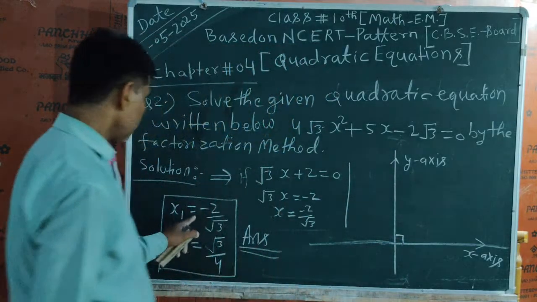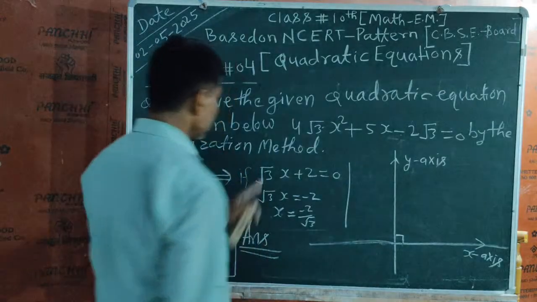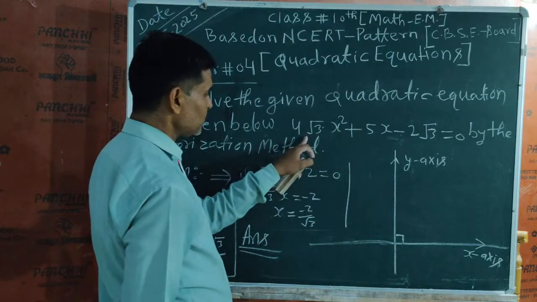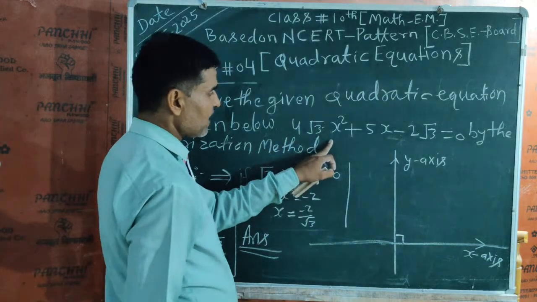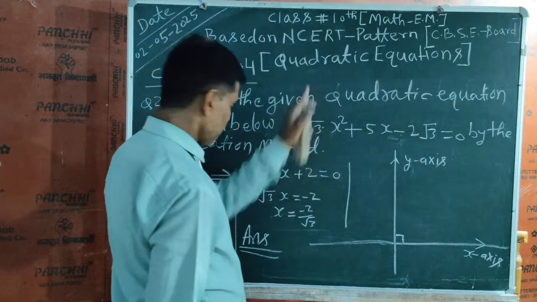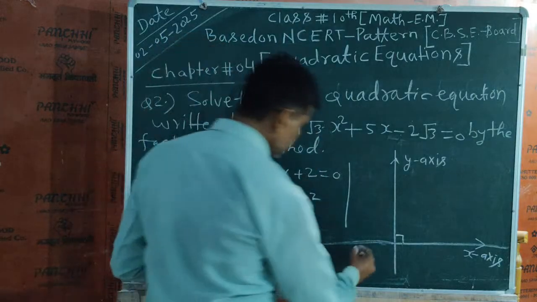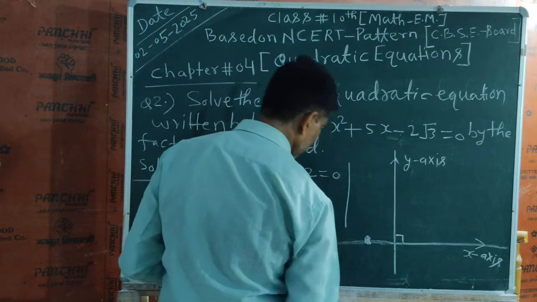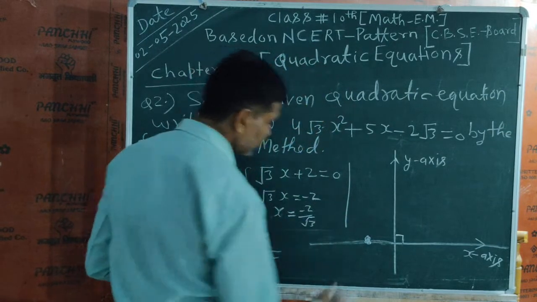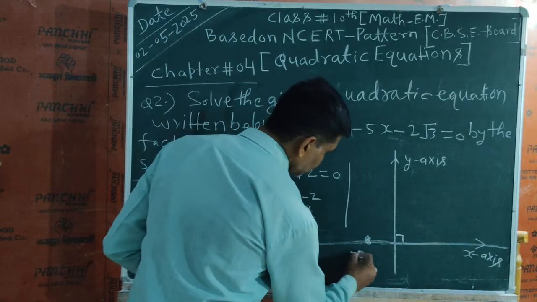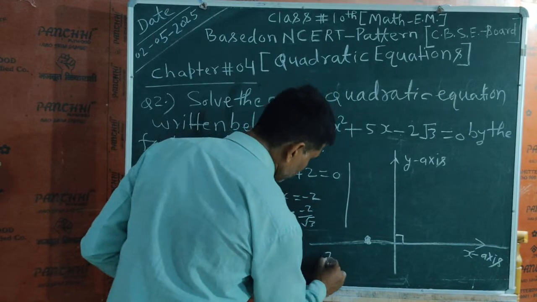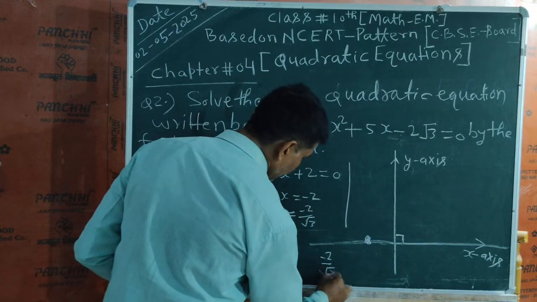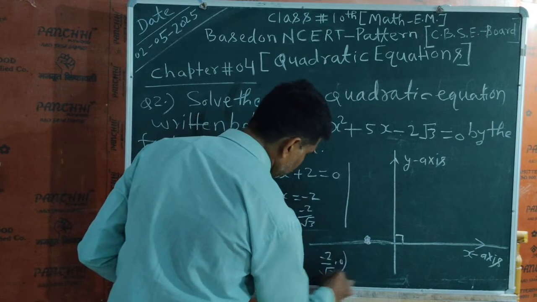Now one root is negative, and that quadratic equation has the coefficient of x square positive, which means this is a parabola which will open in the upward direction. So one value is minus, suppose that value is written as minus 2 divided by root 3, and the coordinate of y will be 0.